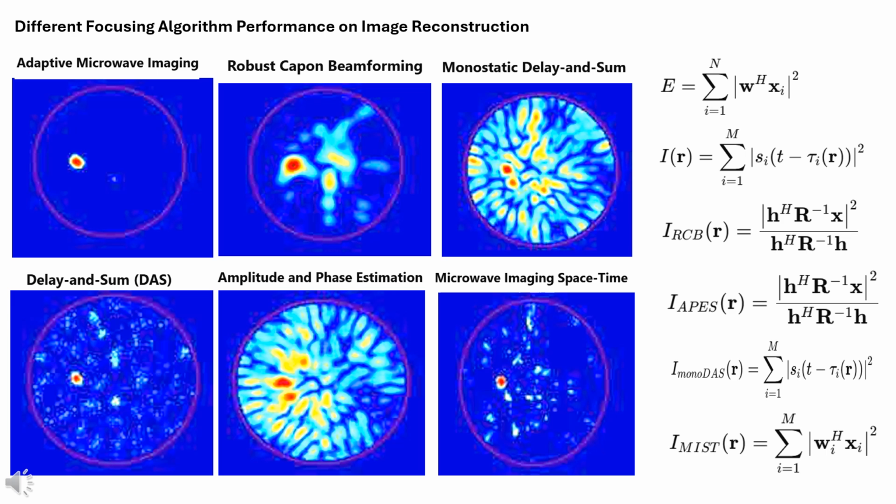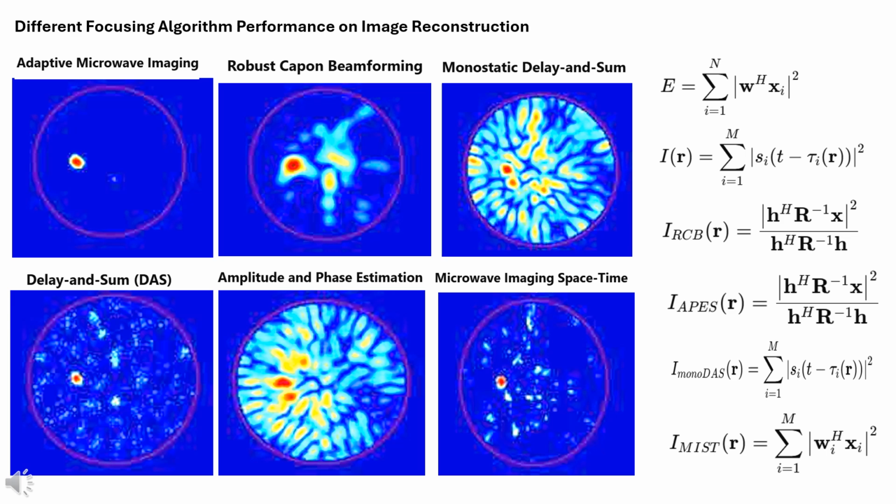Moving to the robust Capon beamforming (RCB) method, this technique aims to minimize interference while maintaining signal fidelity by optimizing the weight vector. Its intensity formula is I-RCB, where R is the covariance matrix and H is the steering vector. RCB provides a high-resolution image, but shows some background interference, though it is still effective at localizing the target.